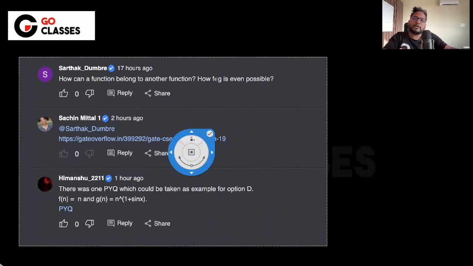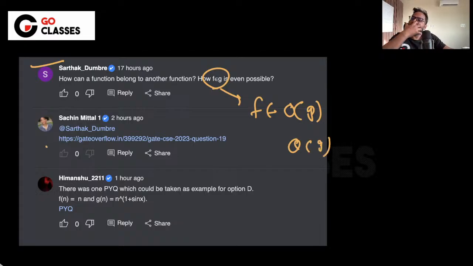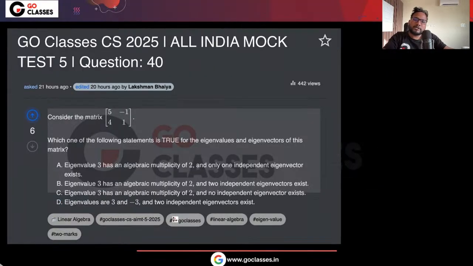So in the AIMT question, in this particular question, they commented how the function belongs to another function. Okay, this is not belonging to another function. This is belonging to order, theta, something like this, right? So I've commented with the link of this question. GATE 2023 question. Okay. Now let's just solve this question.